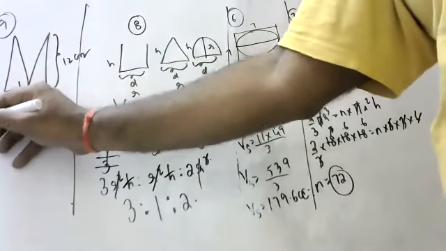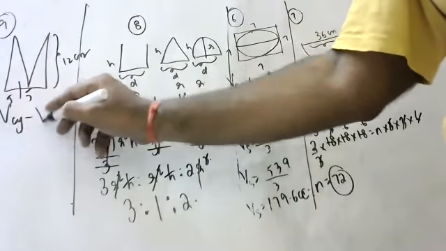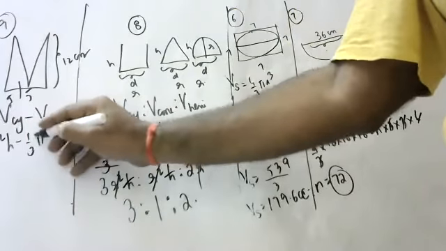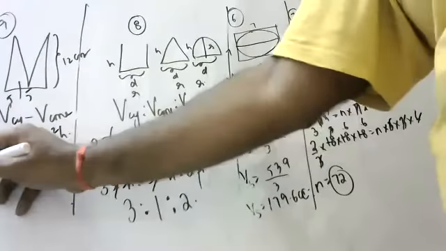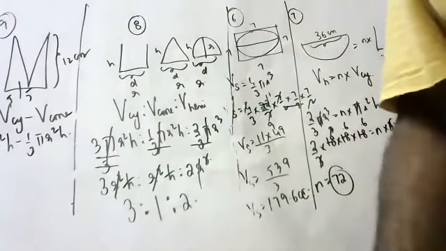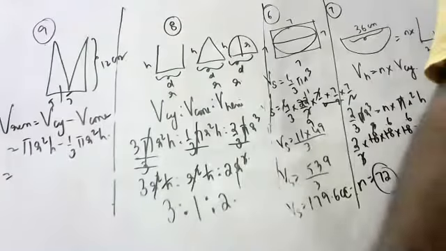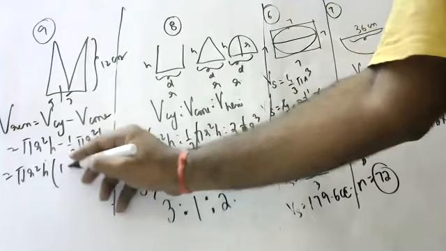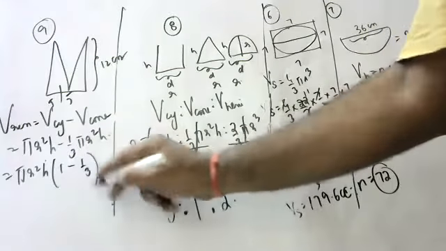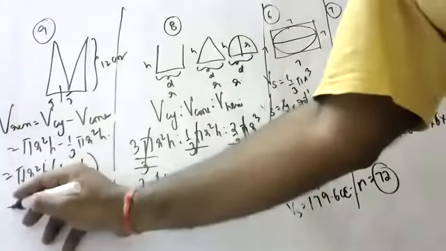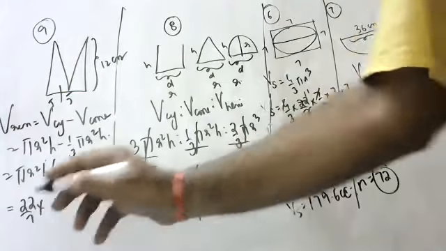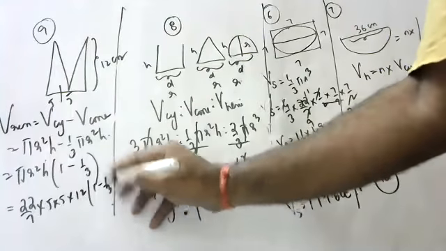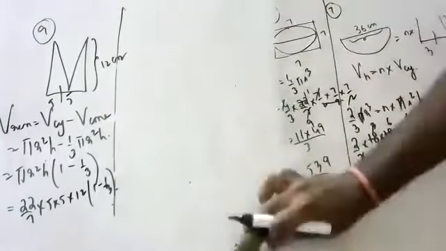Volume of the remaining solid means what you will do? Volume of cylinder minus volume of cone. Pi r square h minus 1 by 3 pi r square h. What will we take common? Pi, r square and h. So 1 minus 1 by 3. 22 by 7 into 5 into 5 into 12 into 1 minus 1 by 3. How much is going to come?